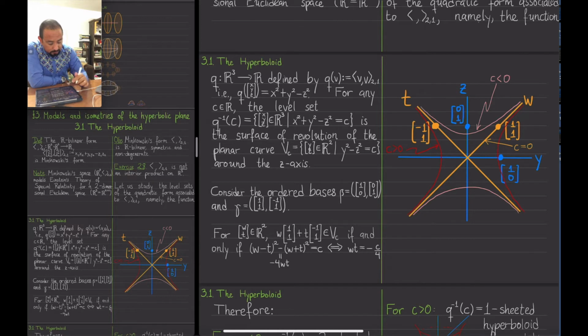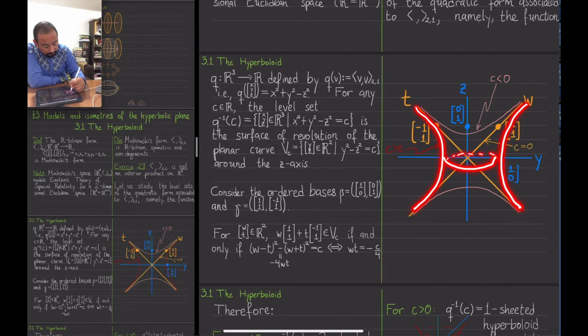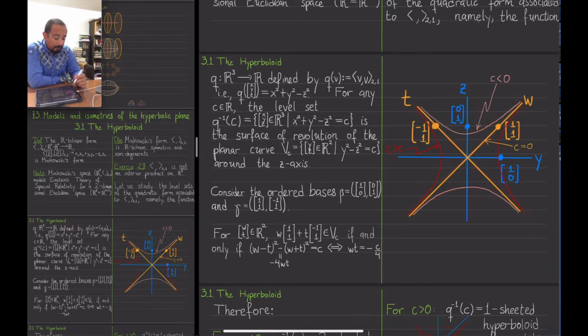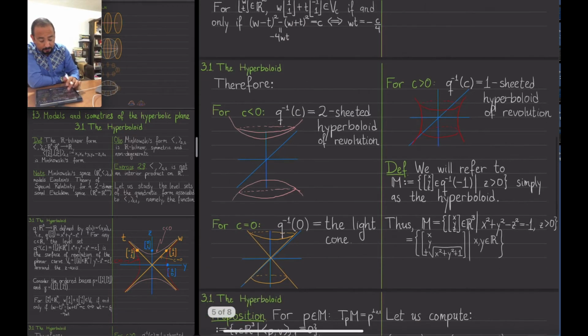Okay, so this means that the level sets of the quadratic form look like just rotating these sets. For C negative, they look like these two-sheeted hyperboloids. For C positive, they look like this one-sheeted hyperboloid. And for C equal to 0, they look like this sort of degenerate hyperbola, if you will, or some sort of boundary of a cone. So these are the drawings I have here.